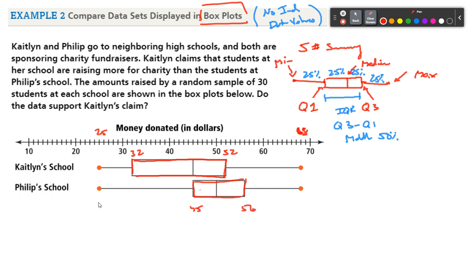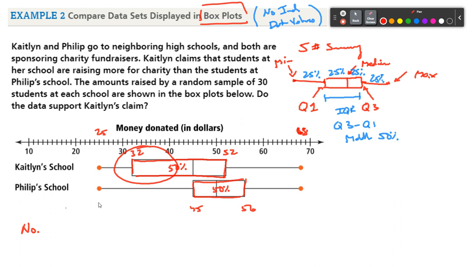If you look here, this represents 50% of Caitlin's students, whereas this box represents 50% of Phillip's students. Notice that these 50% are much more compact, so there's a lot more giving consistently, and it's up here between 45 and 56. Nothing down here in the 30s like Caitlin's. So I'm going to say that Caitlin is wrong because of where Phillip's IQR, his middle 50%, is located. Do the data support Caitlin's claim? We're going to say no.